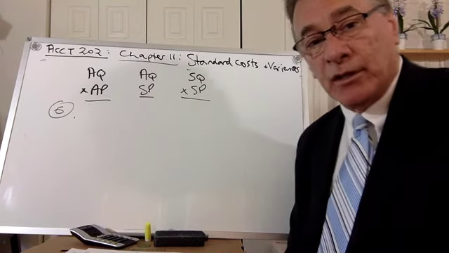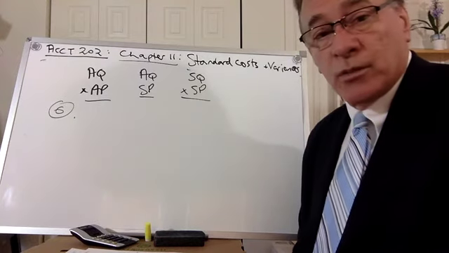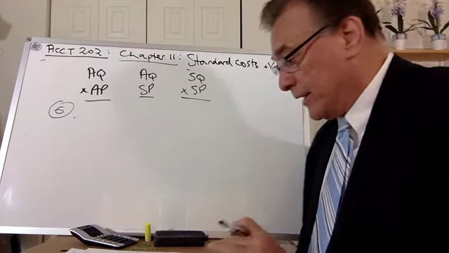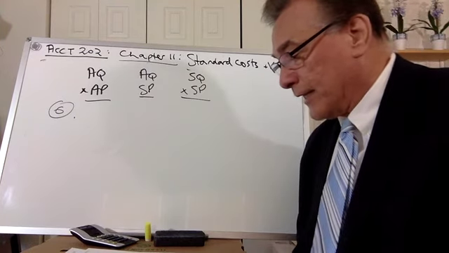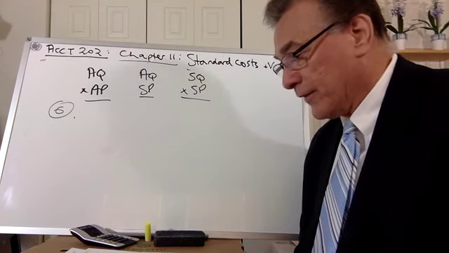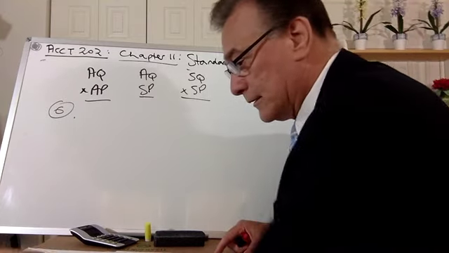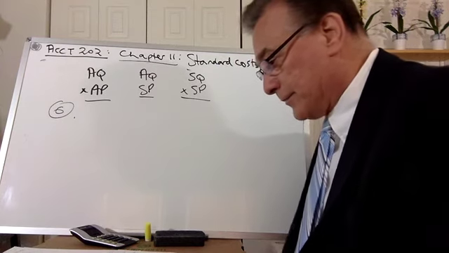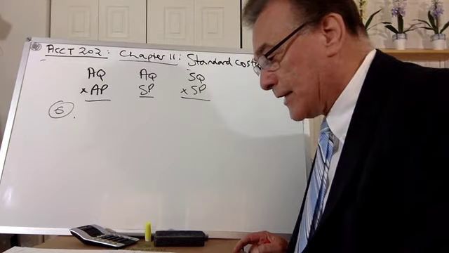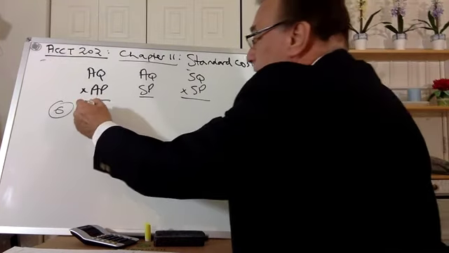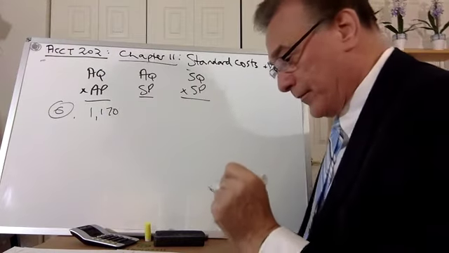Now remember, with overhead, if it's variable, it changes with output. So the higher the output, the higher the variable overhead, and the lower the output, the lower the variable overhead. So we use our same chart here. It says that the actual machine hours last month were 1,170. Again, just put in the information that the question gives you.